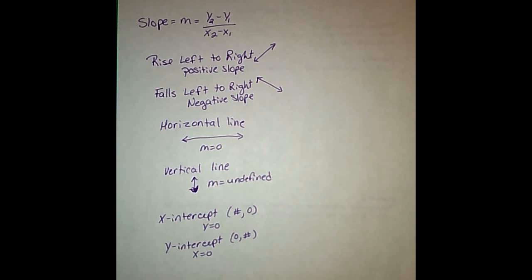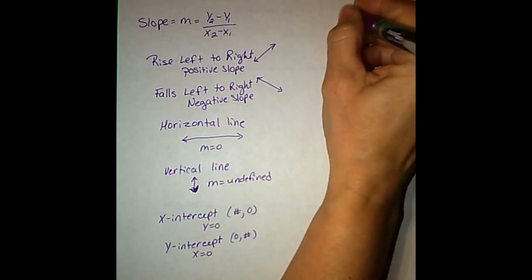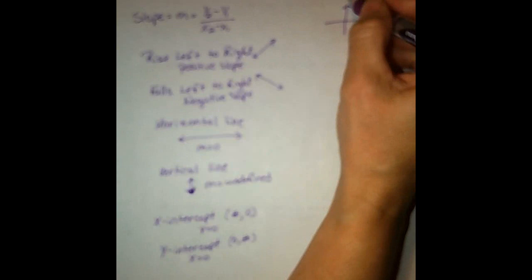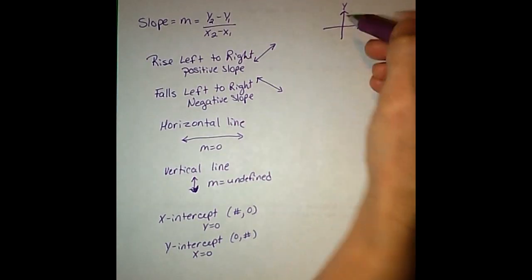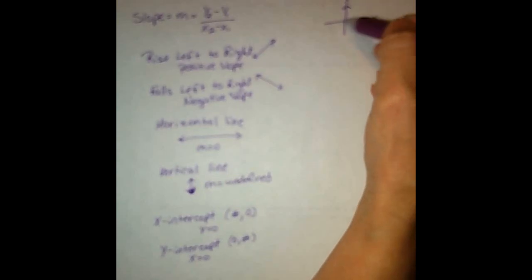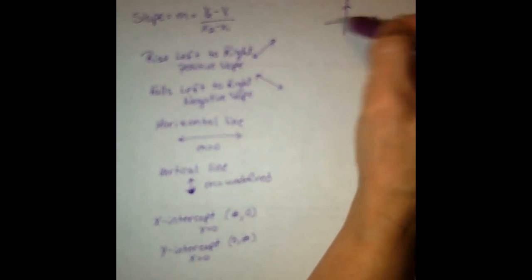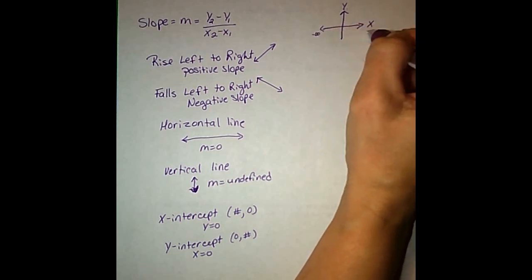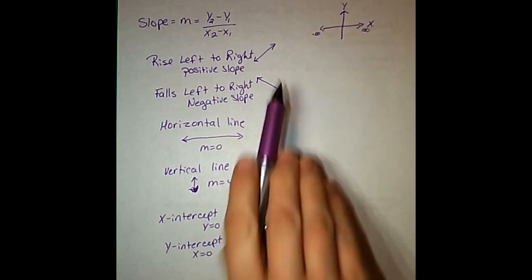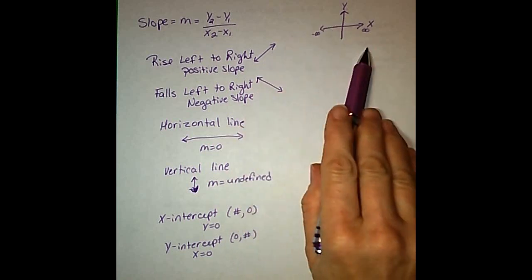So let's talk about graphs. Whenever we're talking about graphs, we are talking about a y-axis and an x-axis. The horizontal line that runs side to side is my x-axis, and it goes from negative infinity to positive infinity, and we always read left to right.